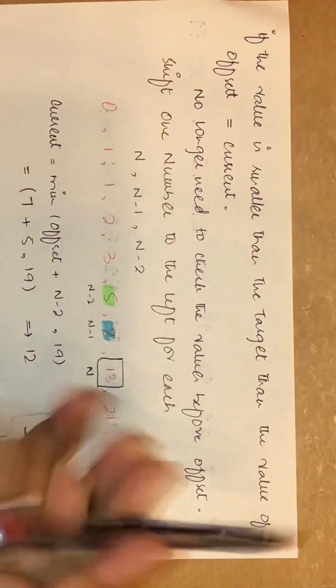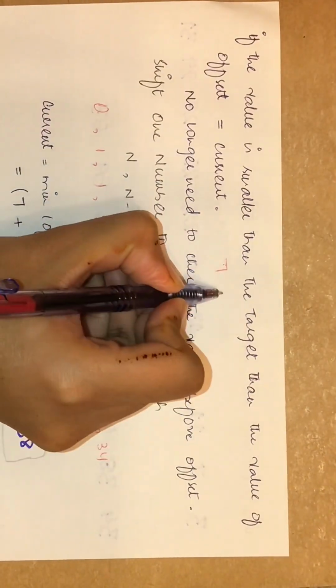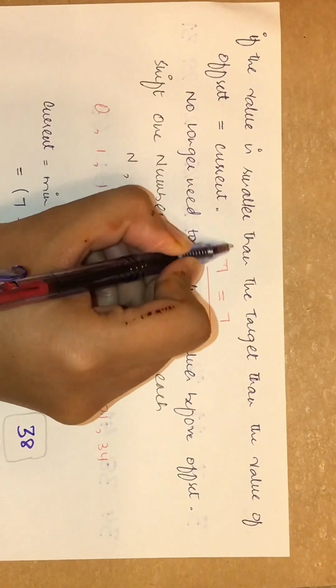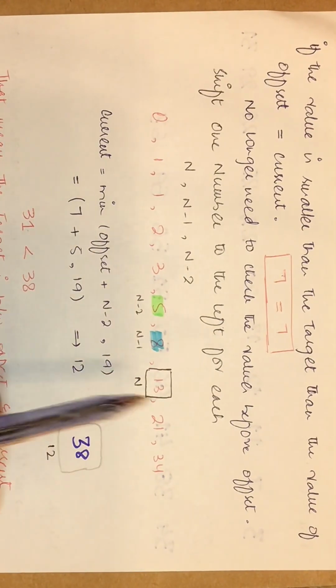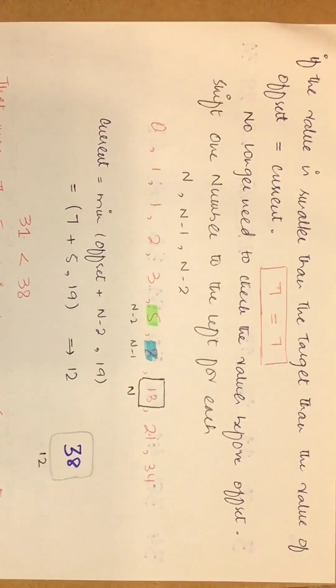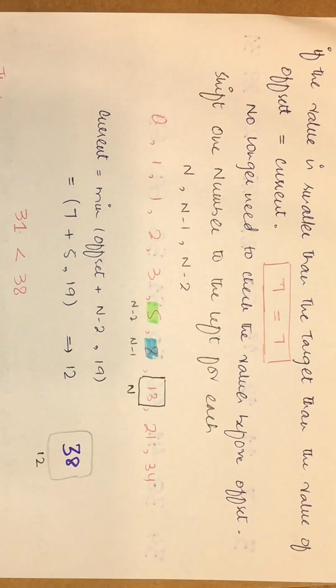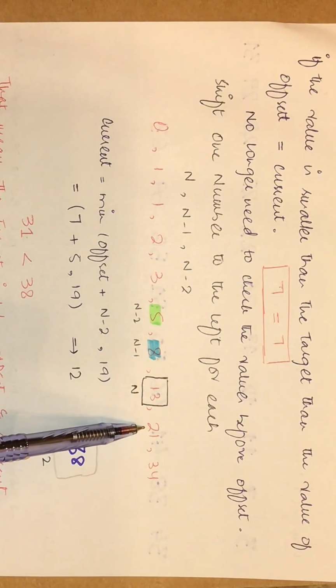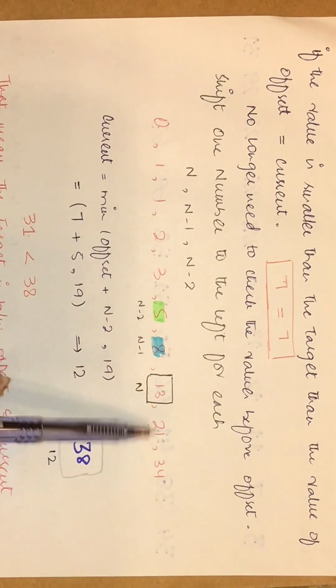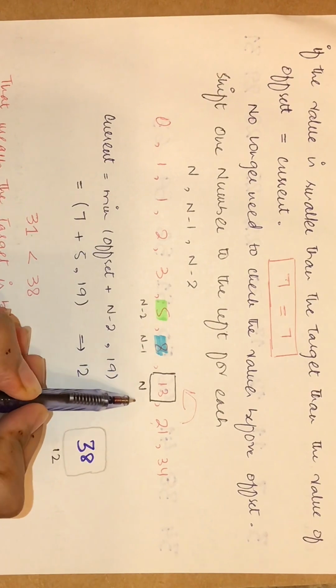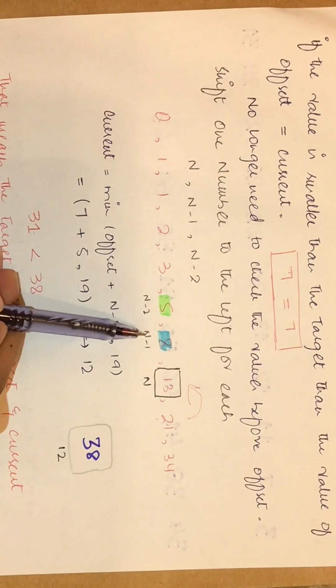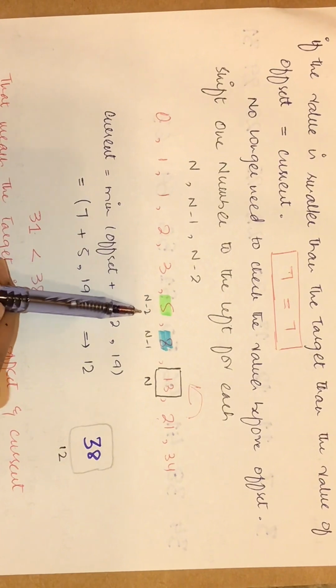So now our offset will be 7 too. Offset is 7 and current is also 7. This means that both will be equal. No longer need to check the values before offset. Now, as I told you, we will be moving backwards in the Fibonacci sequence. First, we had 21 as our n value. Now we will move one backward and 13 will become our nth value. Then 8 will be n minus 1 and 5 will be n minus 2.